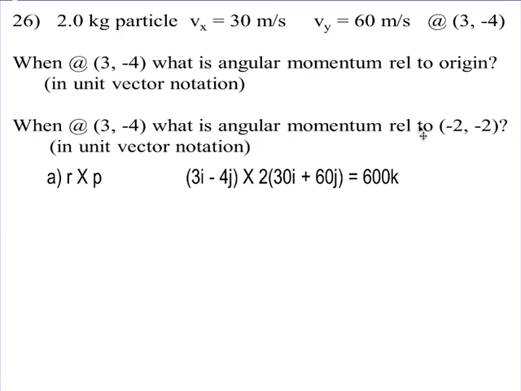Then they ask what is the angular momentum relative to not the origin but -2, -2. And it shouldn't be a great stretch. After you've seen this, it should be very easy. I hope you've done it already because we're pulling it onto the screen. The r vector now goes from -2 to 3, which is 5i, and from -2 to -4, which is -2j. The velocity is the same, the momentum is the same, and this time you get 720k, just using that cross product and believing in it. That was the point of that exercise.